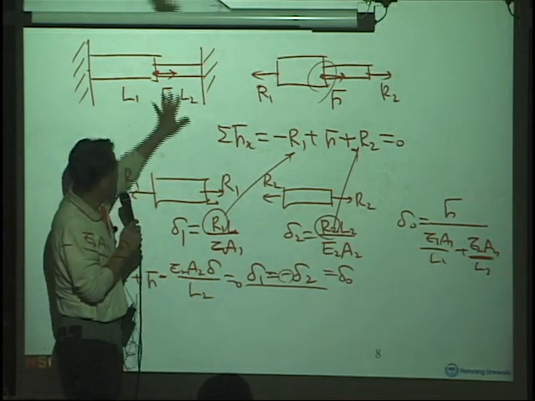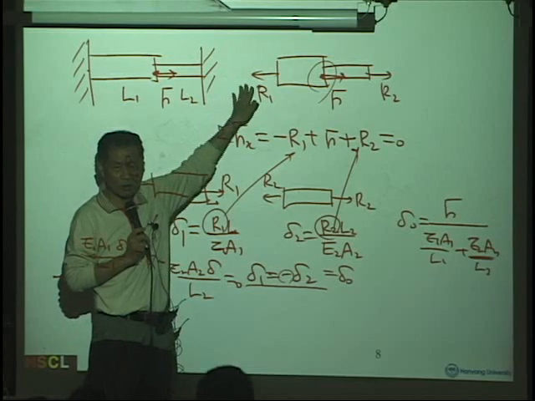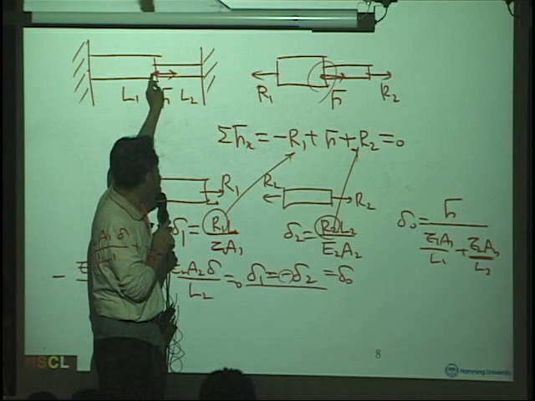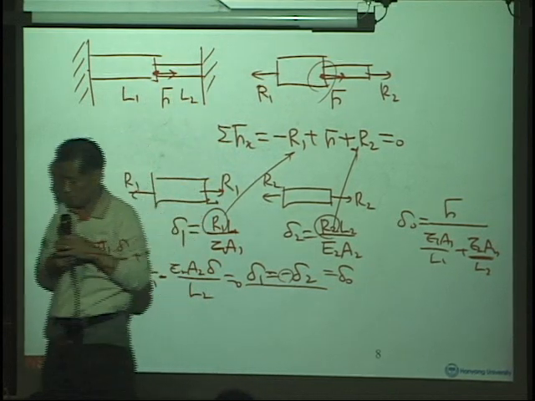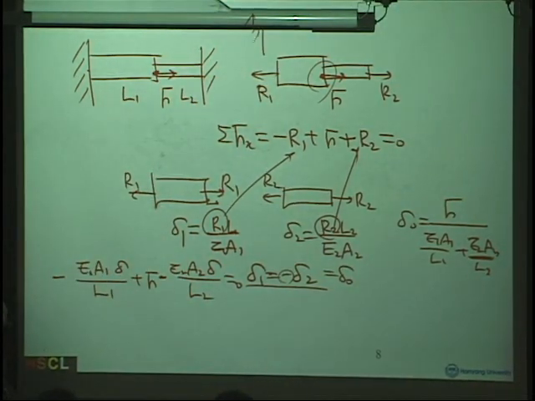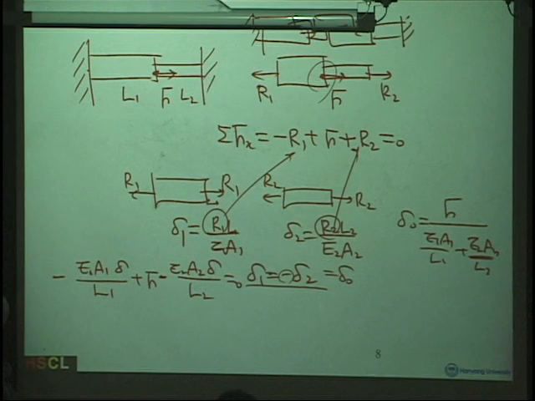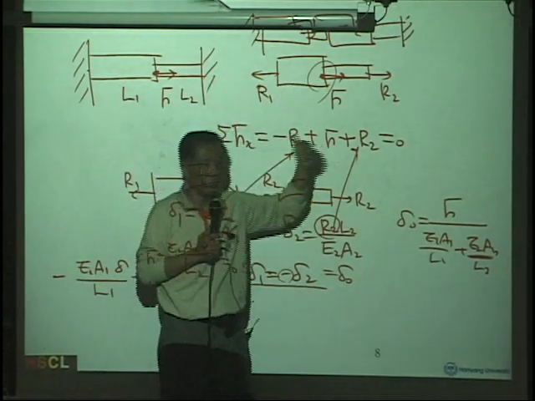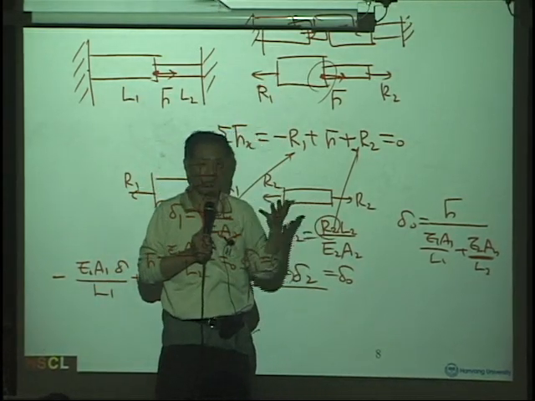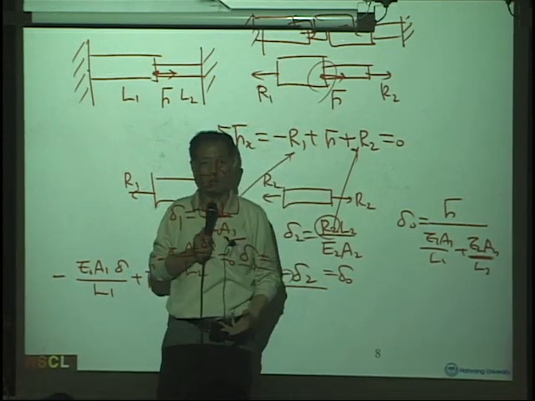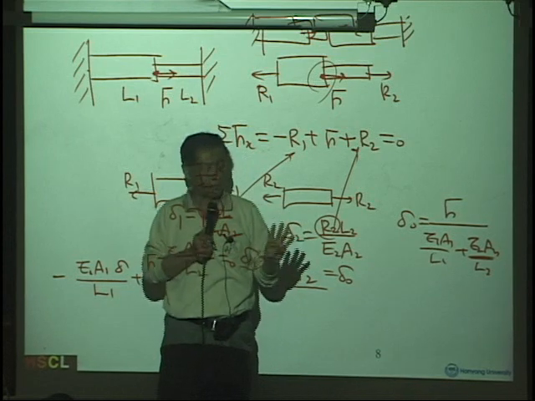Let's say you have more than 2, like 3 or 4 bars, and you apply load not in just one place, but here, here, here, here. It's very difficult to guess what the reaction will be, right? But as I said, don't worry, you just start with a certain direction and just solve equilibrium.